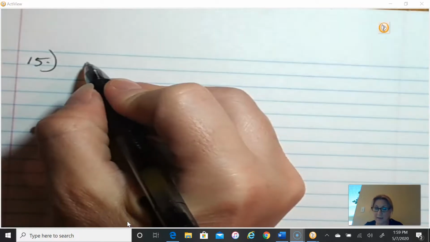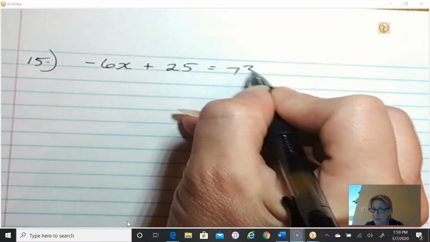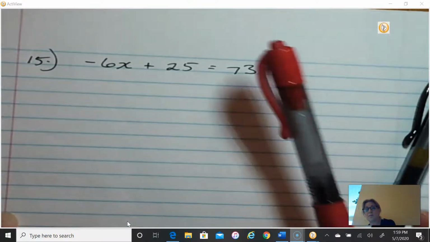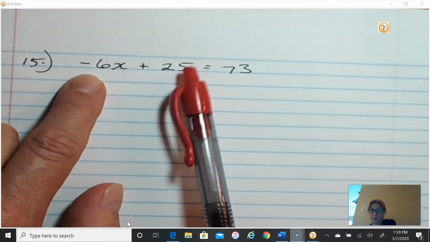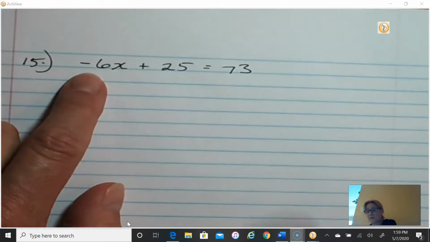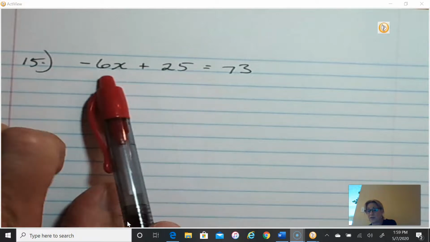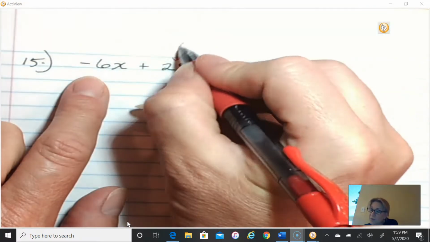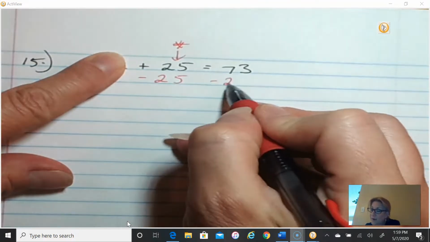All right, let's do 15. I get negative 6x plus 25 equals 73. All right, which one do we move? The negative 6 or the 25? Hope y'all said 25. Make sure you did pause this video. 25 because it's not with the variable, the letter. This one is. So I'm going to move this one first. So that's plus 25. I'm going to subtract 25 on both.